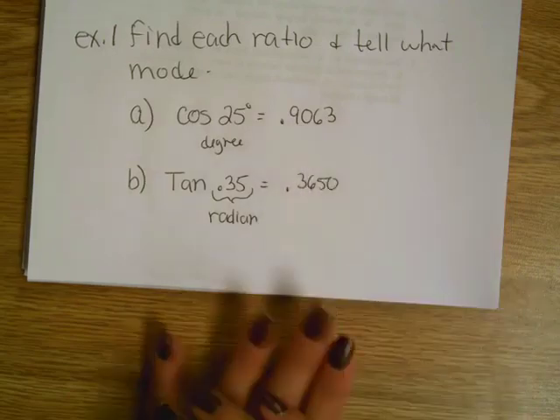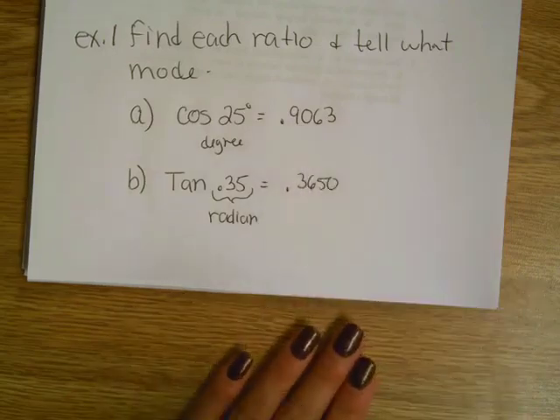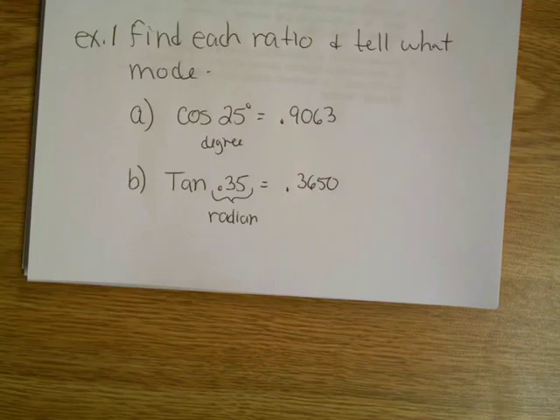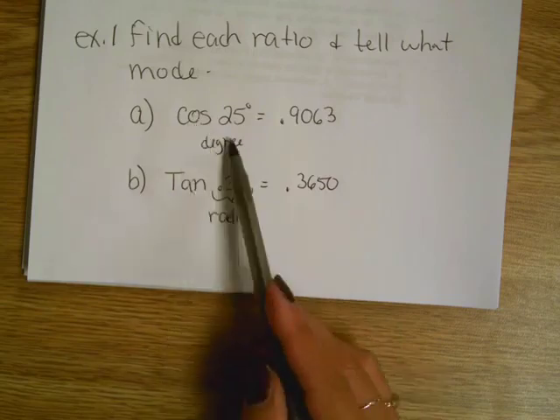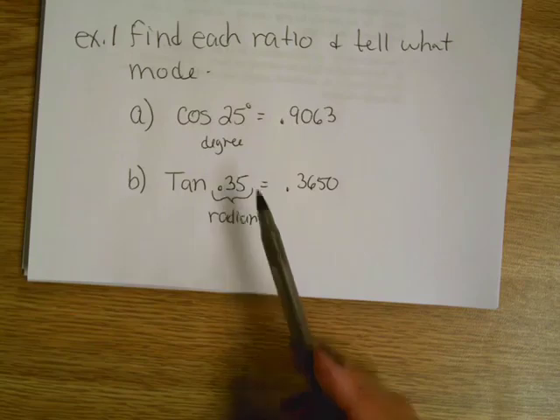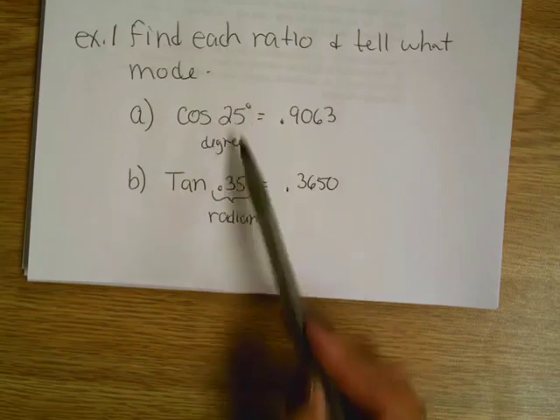If you were in degree mode and typed in the tangent of 0.35, 0.35 would represent a super tiny angle. Or 0.35 radians is way big. Okay. So, the easy ones are when I'm giving you sine and cosine, and knowing what mode to be in is pretty obvious. It all depends on what your angle is.